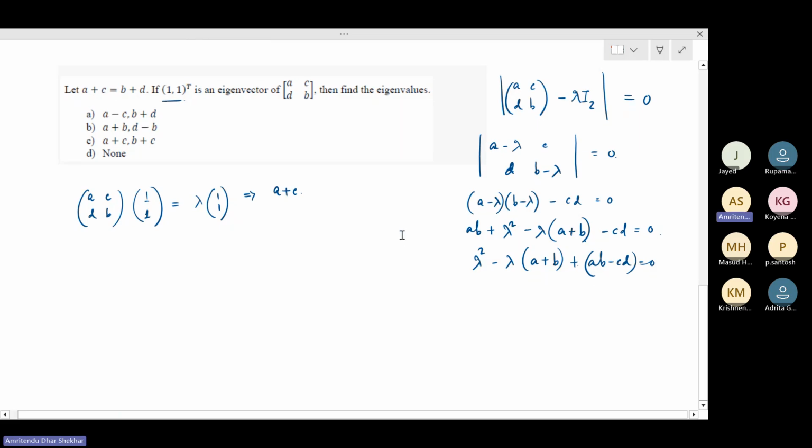Okay. So I can write this as equal to A plus C, D plus B, right? But let's call this A plus C equal to some k. So then this is equal to some k times (1, 1). Okay. So one of the eigenvalues is A plus C.